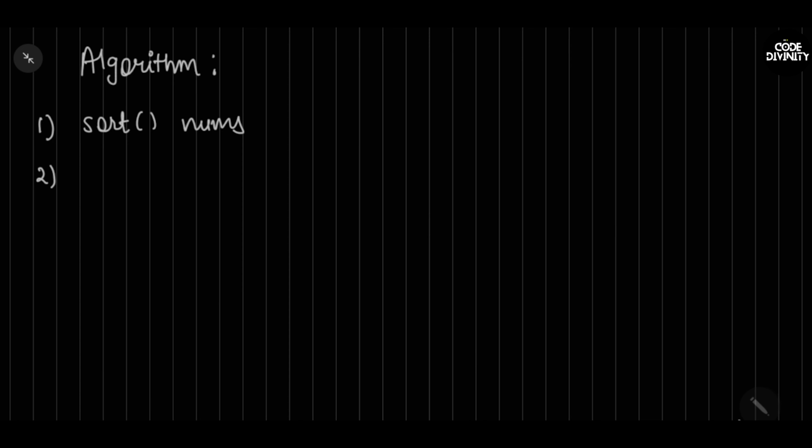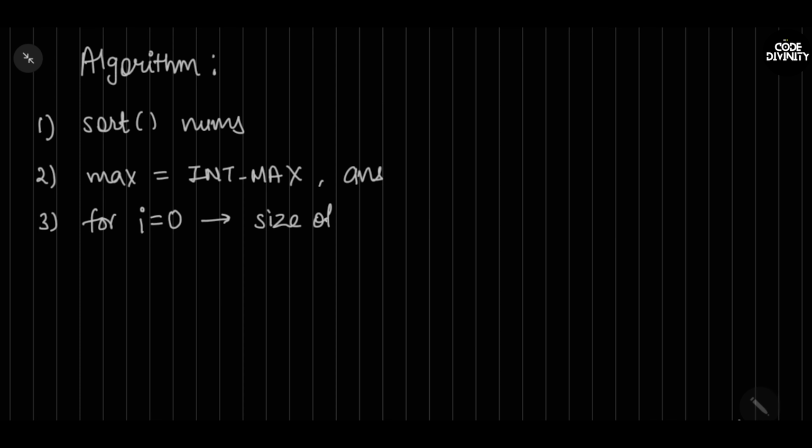Then we will initialize 2 integers. First will be max, which will constantly update itself to find the closest value, and we will initialize an answer variable which will store our answer. Now we will begin a for loop from I equals to 0, and it will go up to size of nums. Within this for loop, we will initialize 2 pointers: start, and it will be at the position I plus 1, and another pointer end, and it will be set to n-1 position.